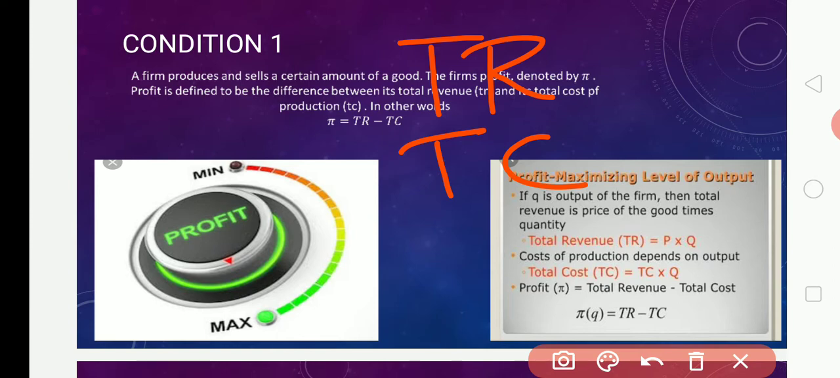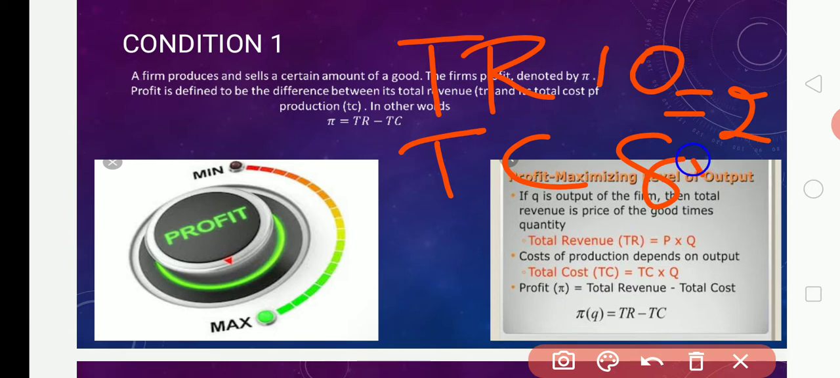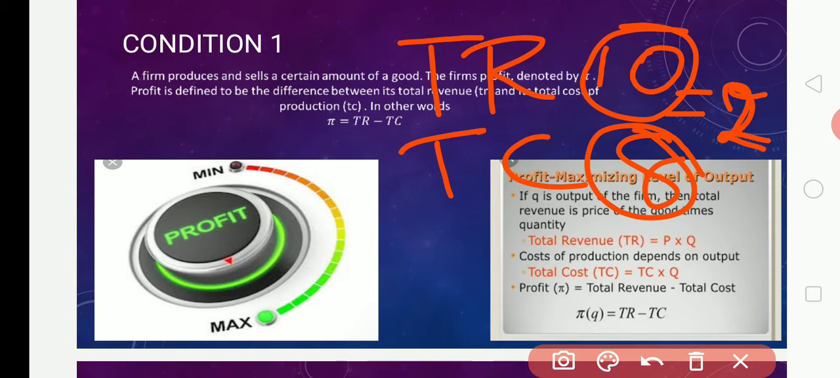A small example I'll give you here. For example, the revenue received by the firm is 10 rupees, and the cost spent by the firm is 8 rupees. So what is the difference here? 2 is the difference, right? Spending was 8 rupees and the income earned was 10 rupees. Then what is the remaining? What is the difference between 10 and 8? 2. That indicates the profit.